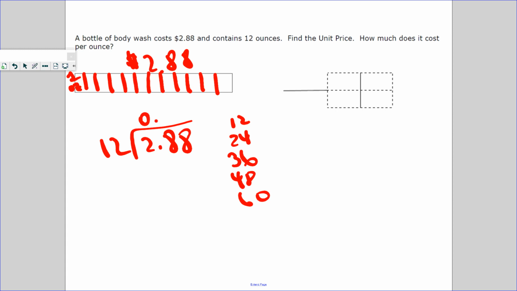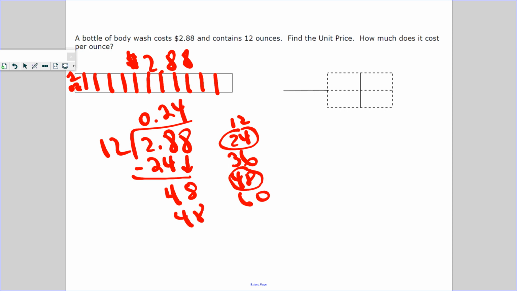How many 12s go into 28? The closest one seems to be 24, which is just 2 times. 28, take away 24, you have 4 left over. Bring down the 8. And how many times can a group of 12 go into 48? It actually does right here. It goes in 4 times. So each ounce costs 24 cents.